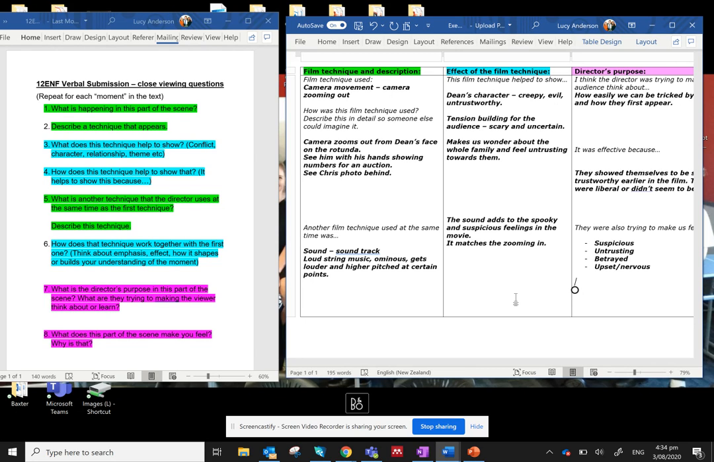What is the director's purpose? I think the director's purpose in this part of the scene through these techniques is to make us think about how easily we can be tricked, and that things aren't always as they first appear. Because we would have thought from earlier in the film that Dean's character was liberal because he keeps talking about Obama and how much he respects Obama and would have voted for him a third time if he could. So he seems super liberal and accepting and welcomes Chris in. But now we've got this really uncertain feeling about him.